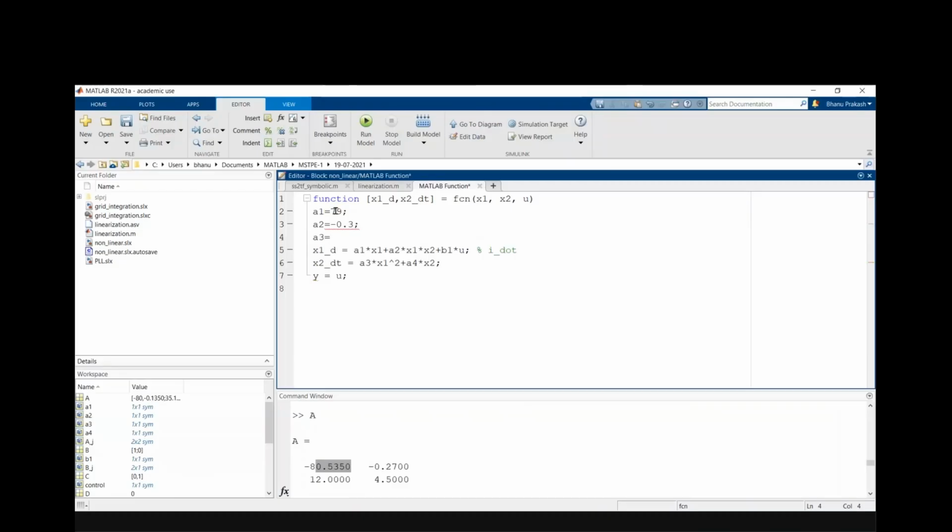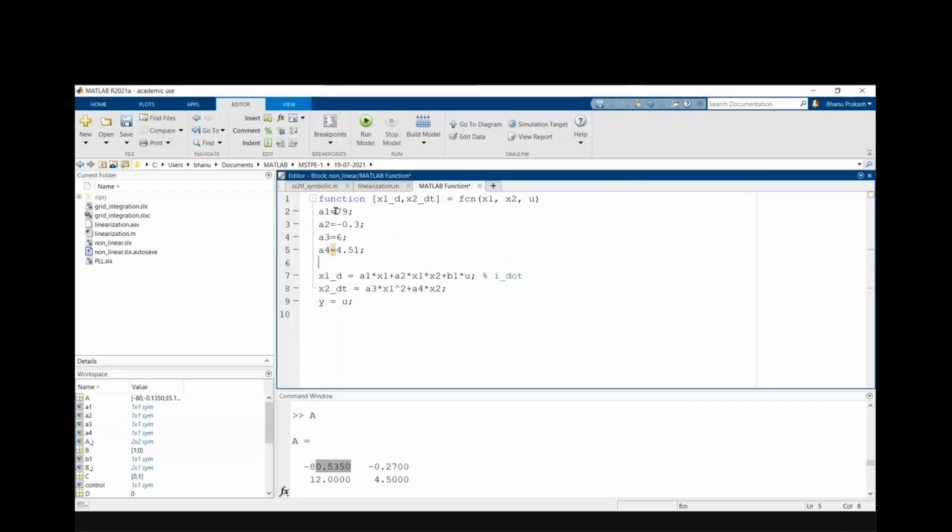A3. A3 12 by 2. Let me take 6. A4. A4 is something 4.5 only. Let it be 4.5. Now B1 is 1.